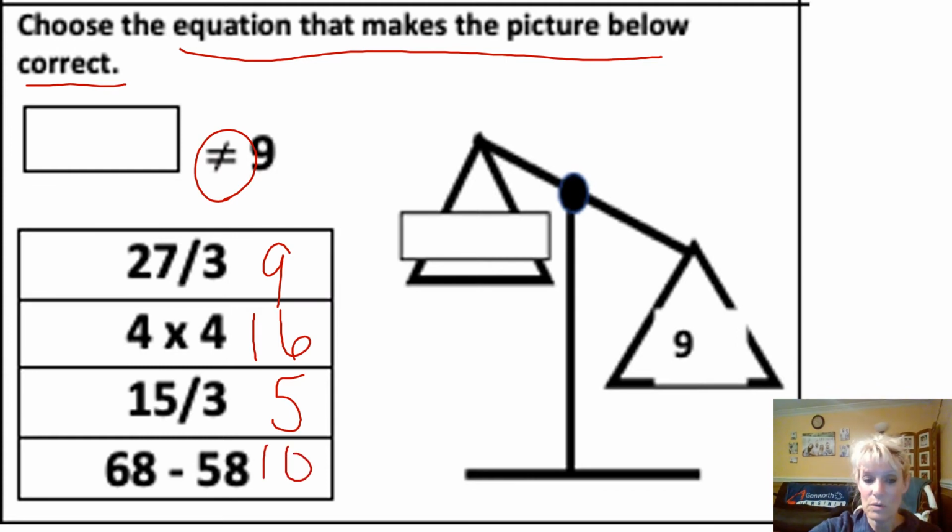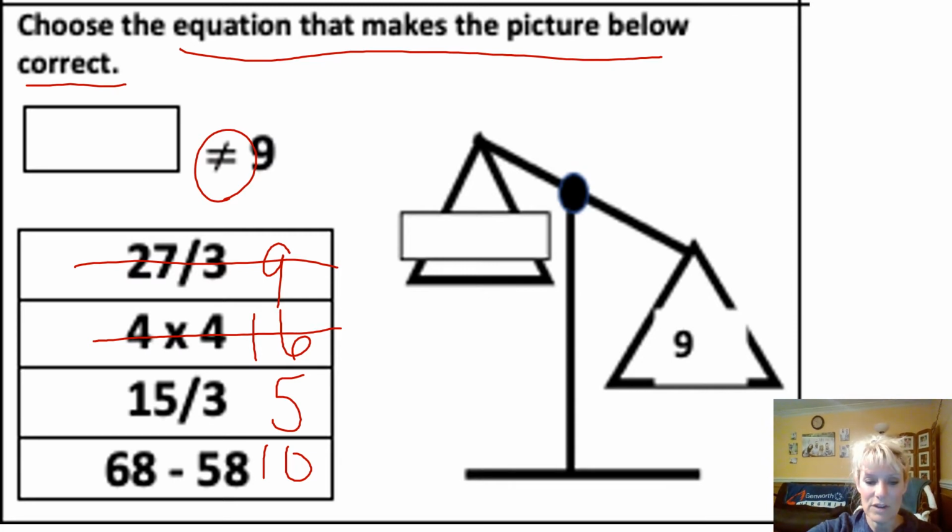All right, so I don't want to equal 9, so I'm going to have to eliminate that one. 4 times 4 is 16. That is not less than 9 because, see, 9 is my heavier number. So I need something that's going to be lighter, or not as heavy as 9, so a lower number.